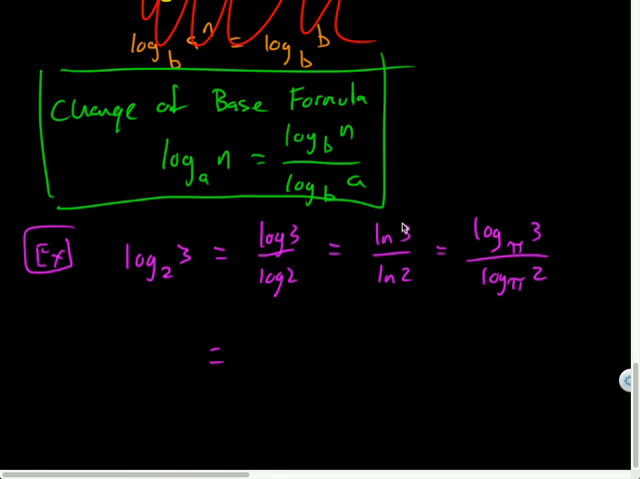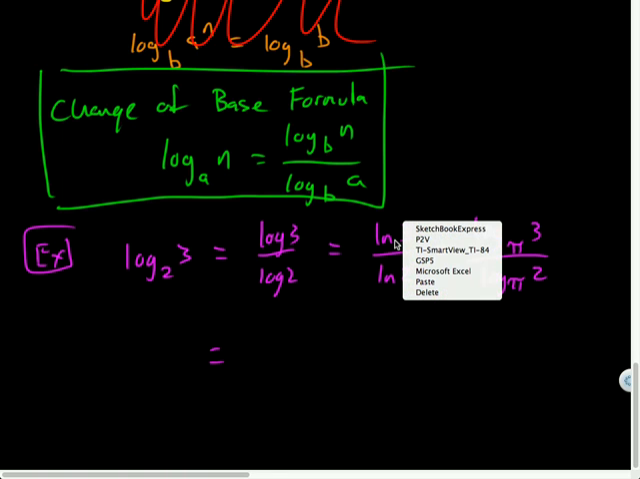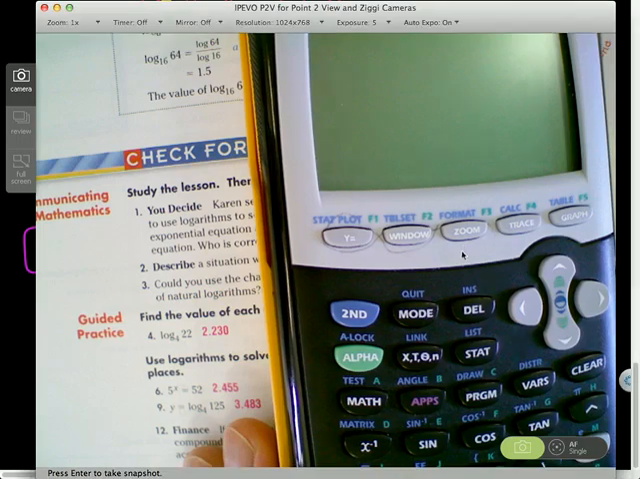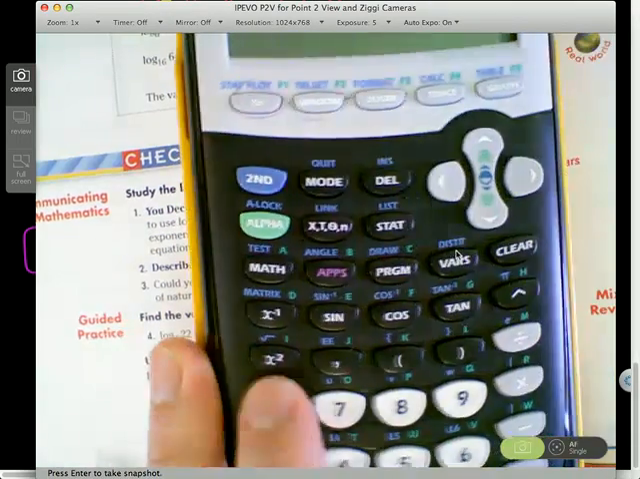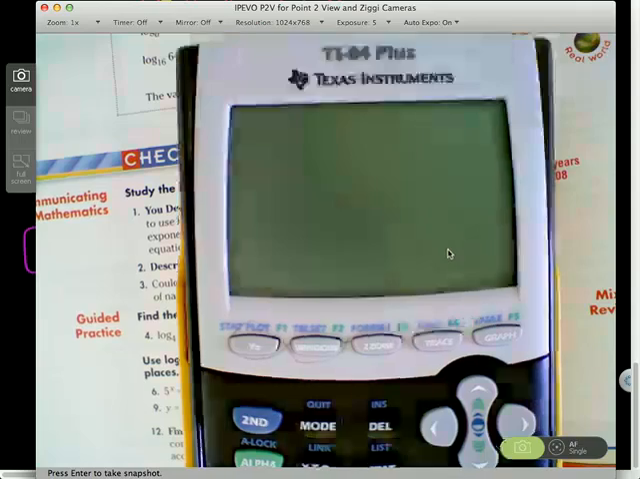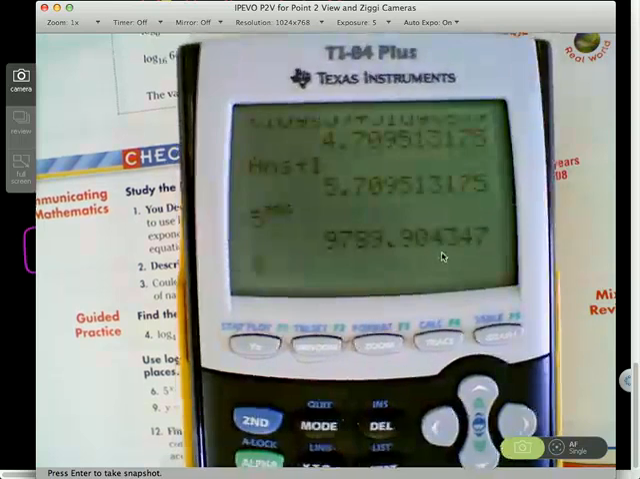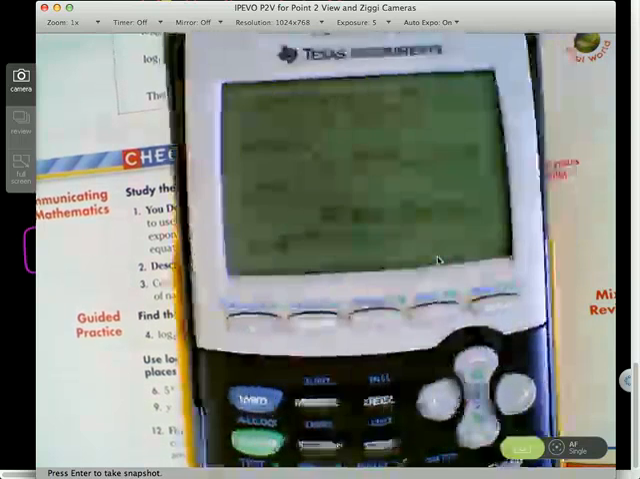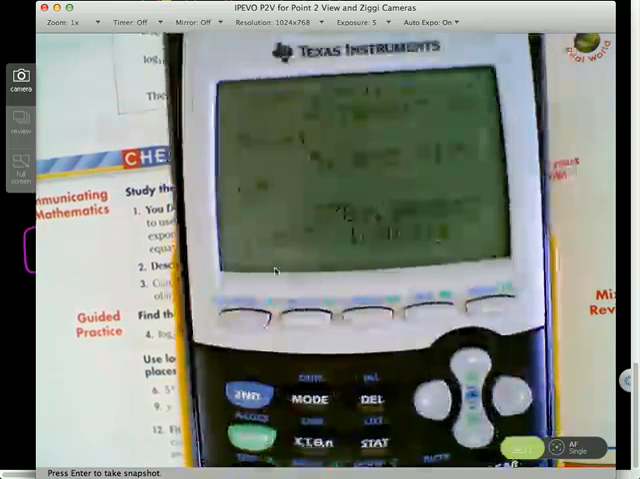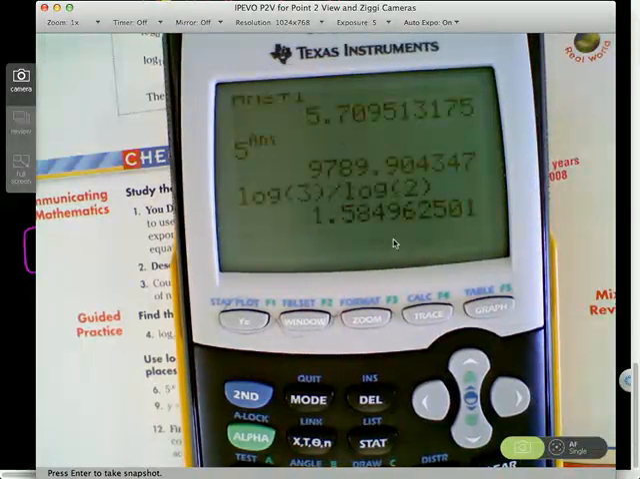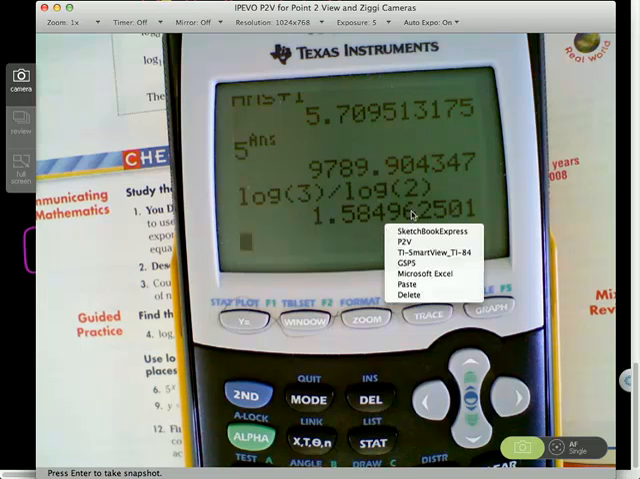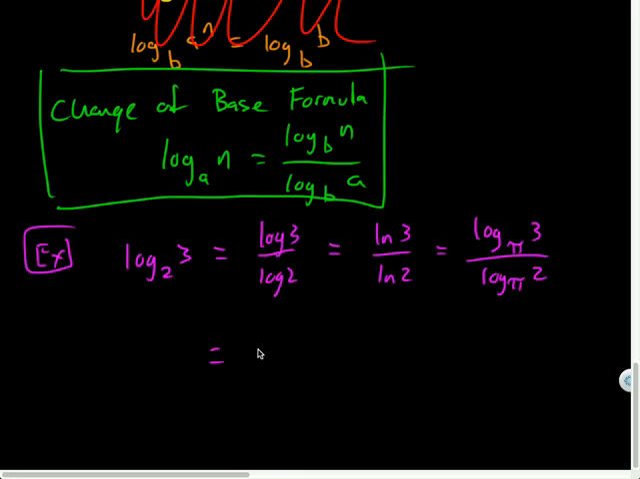So on my calculator, usually we just use log or ln. If I want to calculate that, log of 3 divided by log of 2 is what I'd end up getting. And I get 1.5849, yeah, 1.5850. That's the thing that I had earlier. Aha! Maybe that's my connection. Just trying to remember what it was.